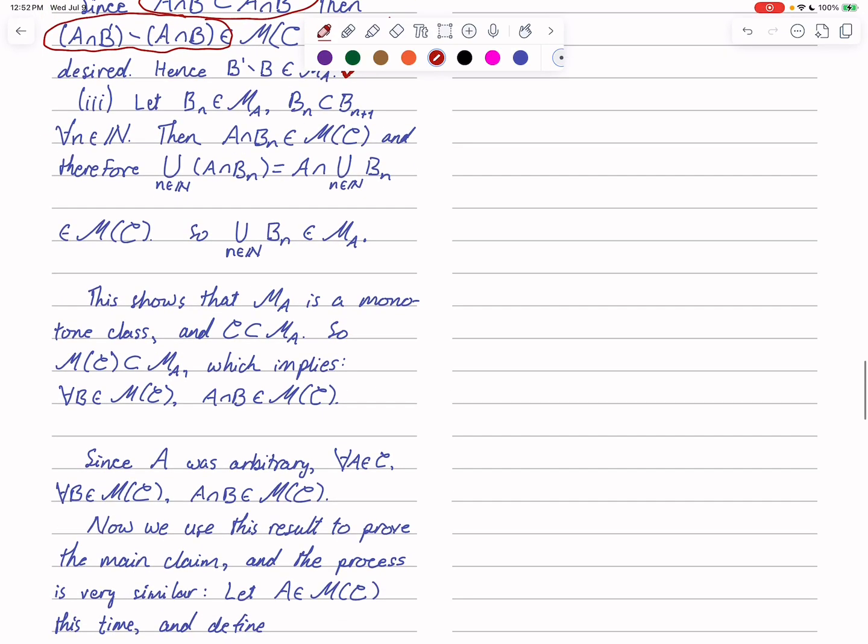Okay, let's move on to the union property. So again, we're going to assume that we have a countable sequence of elements of M sub A. We're going to assume that they form an increasing chain. And by definition of assuming that they're in M sub A, we know that their intersection with A is in the monotone class. Now, we are clearly interested in taking their union.